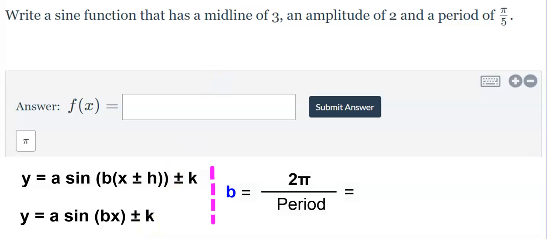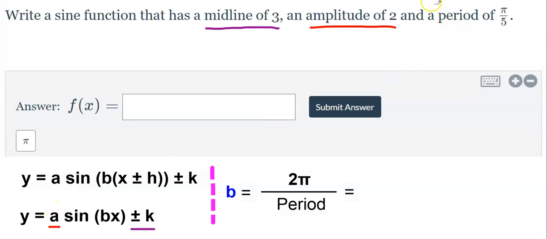So because they tell us what we're given, all we have to do is just make sure to plug it into or substitute it into the correct formula. So again, midline is 3. I put the wrong color. My apologies. So midline is 3, which is our plus or minus k. So that goes here. Amplitude of 2 is what I originally meant to put in red.